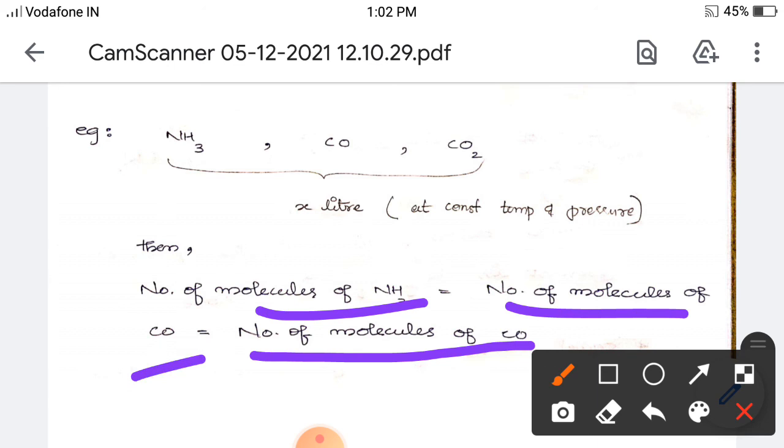So this is all about laws of chemical combination. There are 5 laws under laws of chemical combination. These 5 laws are in your NCERT textbook. So the concept of these laws is important from the examination point of view.